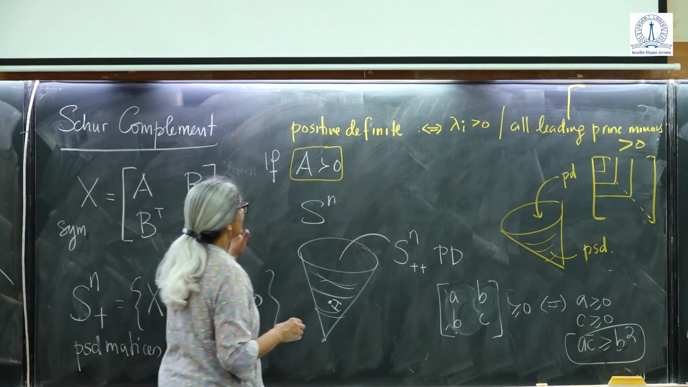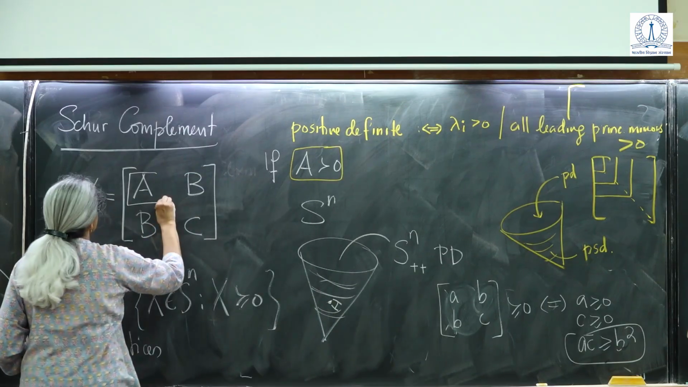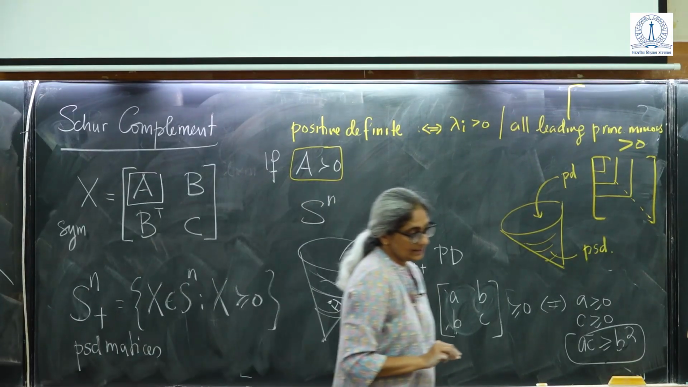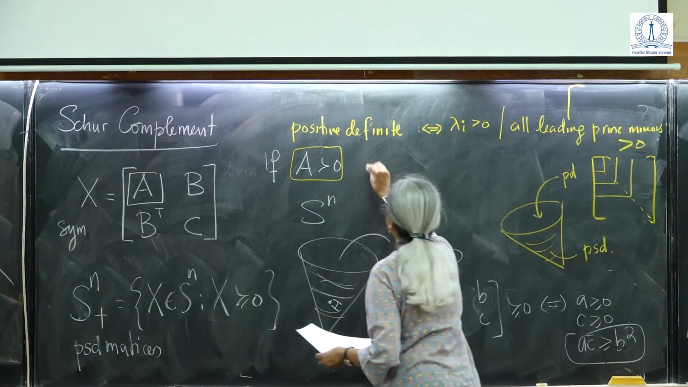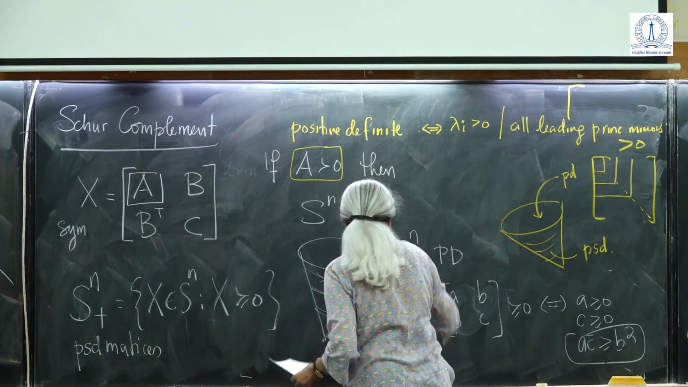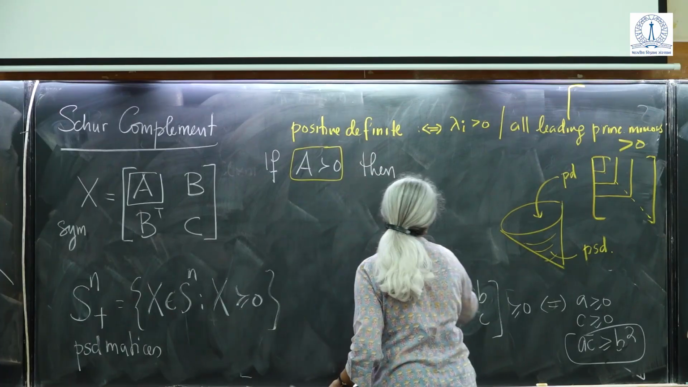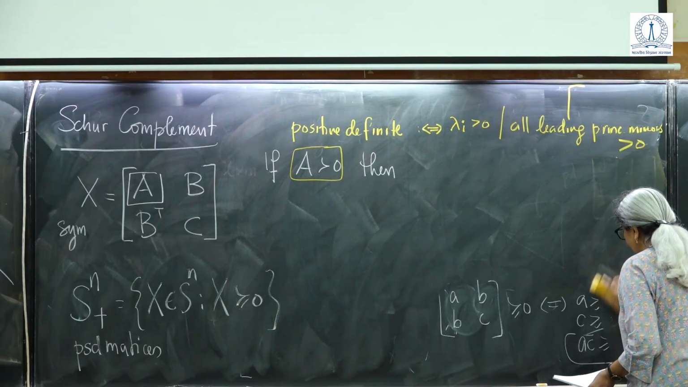Okay, so then let's come back to the Schur complement. It's saying that if this matrix is positive definite, then we can do something. Then X is PSD, the big matrix X is PSD, if and only if some other thing is PSD.